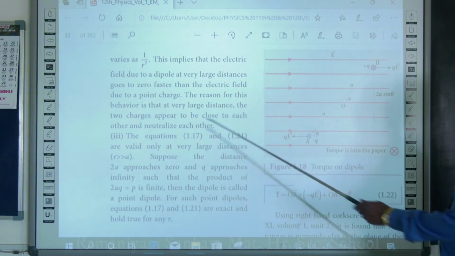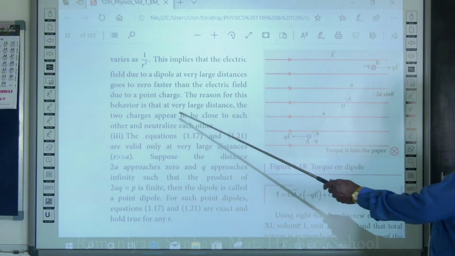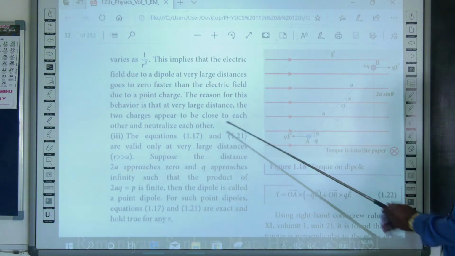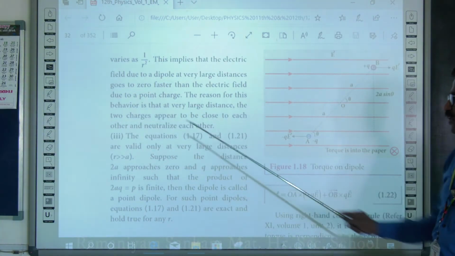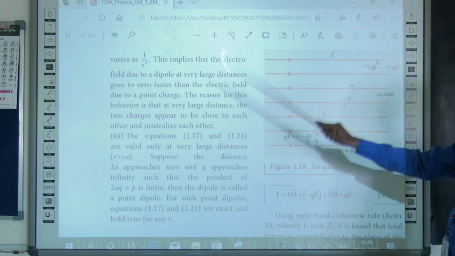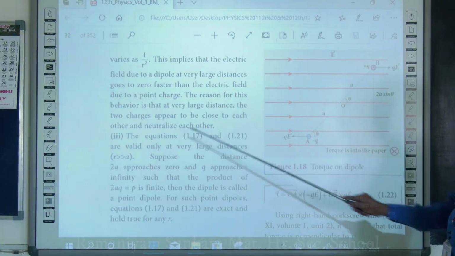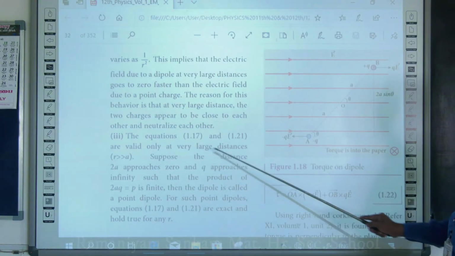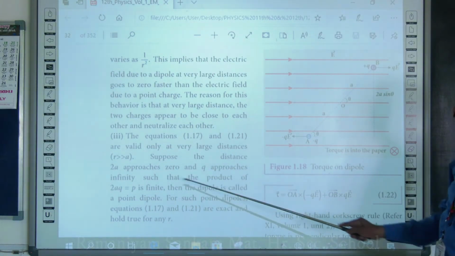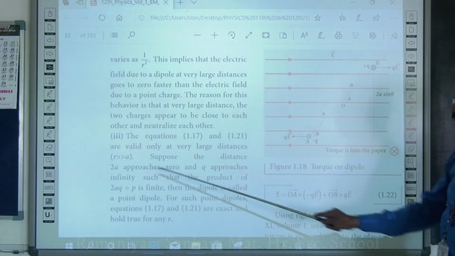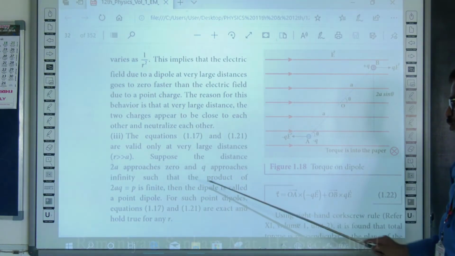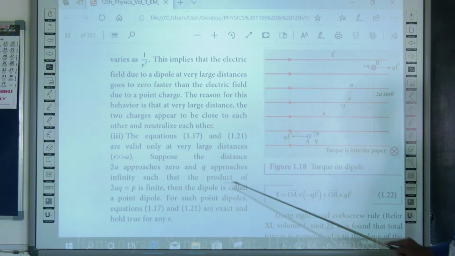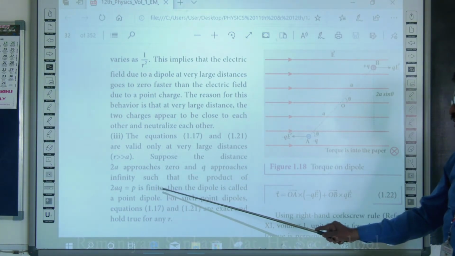The reason for this behavior is that at a very large distance the two charges appear very close to each other. They neutralize each other. You may ask, sir, minus q is here and plus q is here? When you go to a higher level and look from there, both appear nearer, so they cancel each other. The equation is valid only for large distances. Suppose the distance 2a, between minus q and plus q, approaches 0, and q approaches infinity. Then the charge becomes very large, such that the product 2a into q, which is p, is finite.